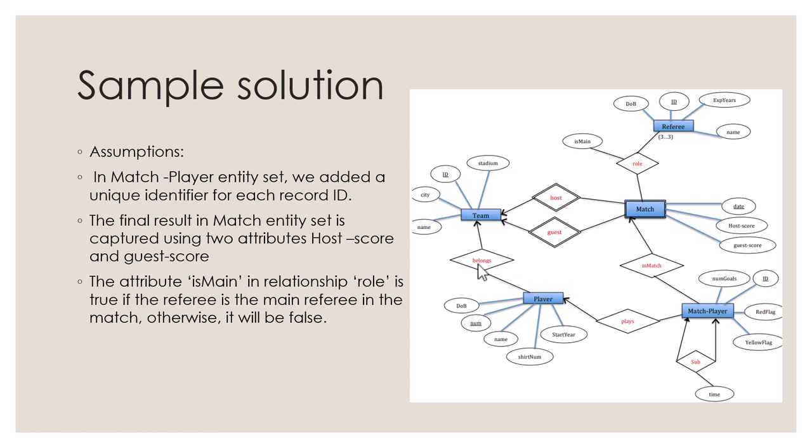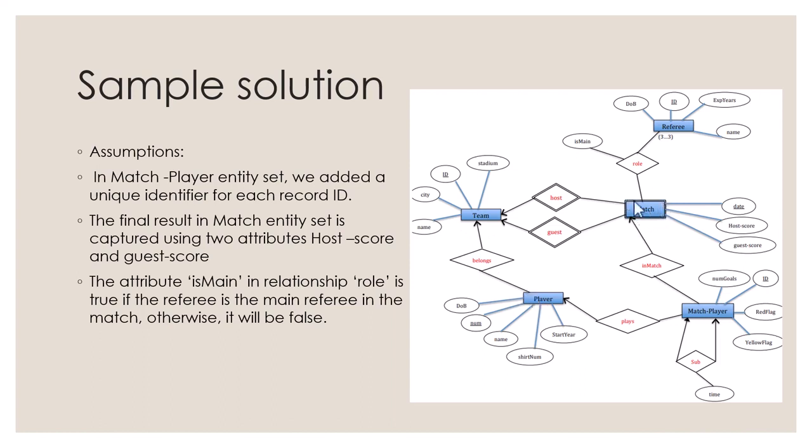A player belongs to exactly one team, and a team has multiple players. That's why we have an arrow just on the one side. A match contains exactly one guest team and exactly one host team. So this just means one. A player belongs to one team. A team has multiple players, so there is no arrow here.